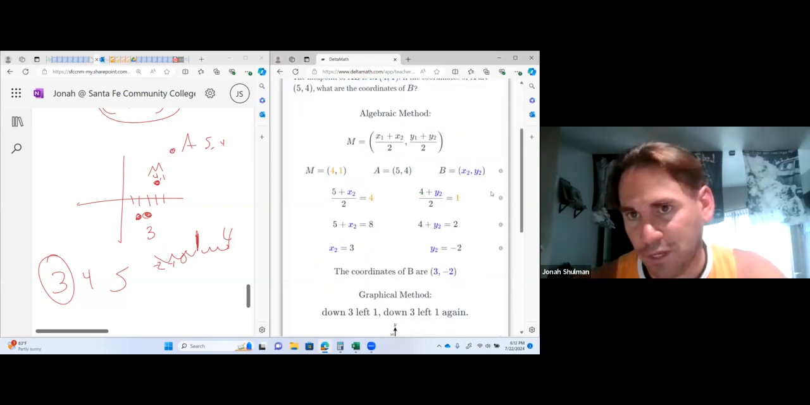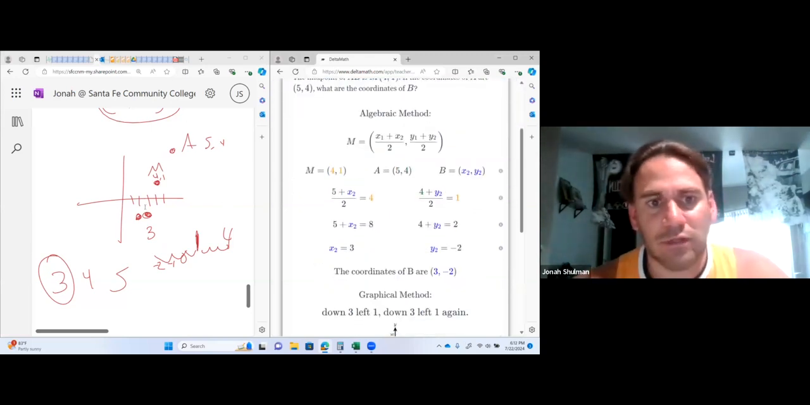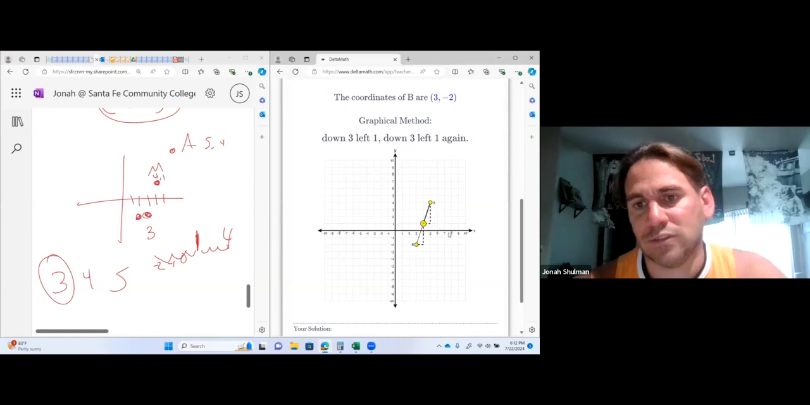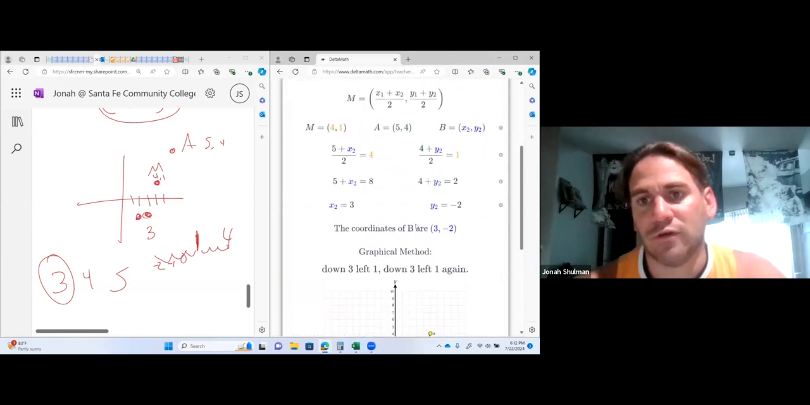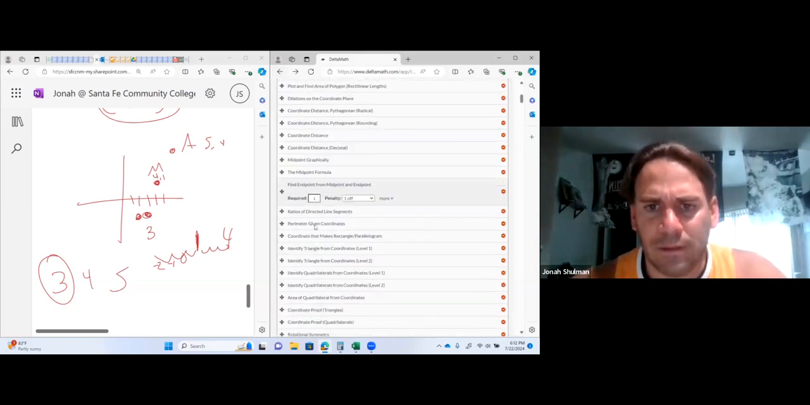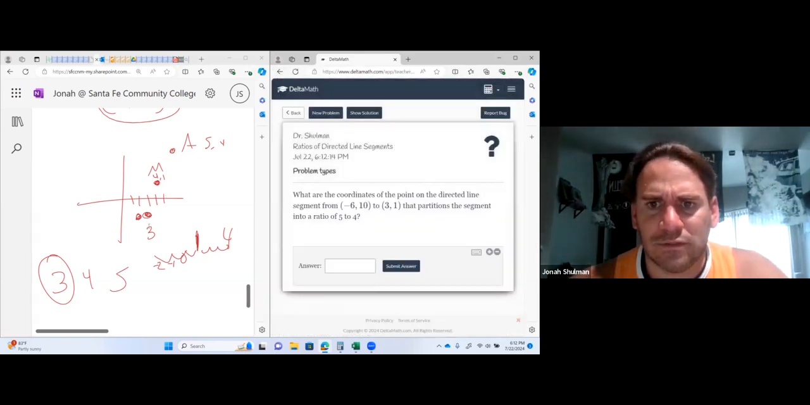Ta-da! Here's the formula way. I thought we could just count and look at it, but that's me. There's the graphical way with the counting that I did. There's the algebraic. There's graphical. Cool. All right. Let's do a ratio.